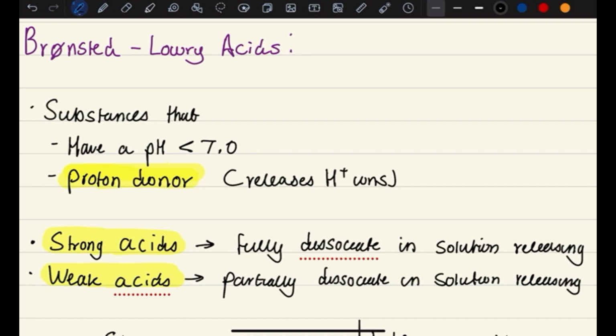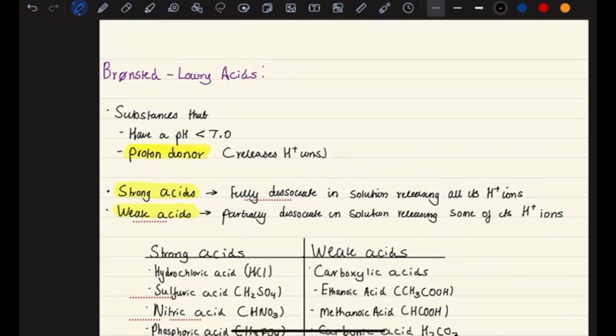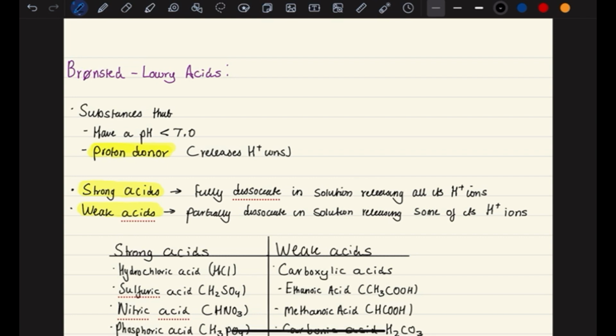And these acids can be strong or weak, right? Another thing that you should be familiar with from GCSE. Strong acids fully dissociate in solution, they release all of their H plus ions, whilst weak acids partially dissociate in solution, releasing some H plus ions.